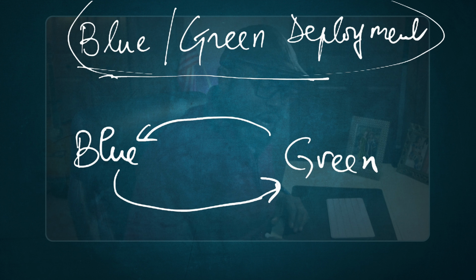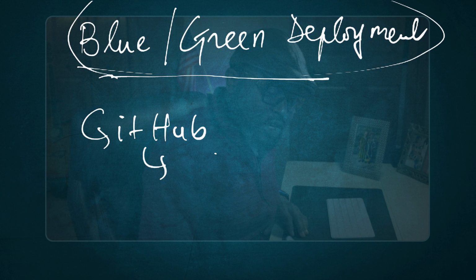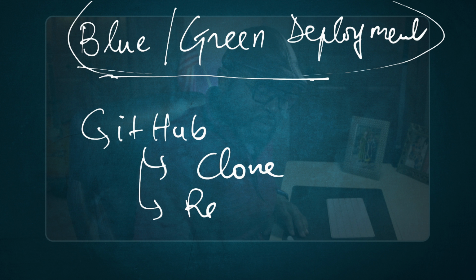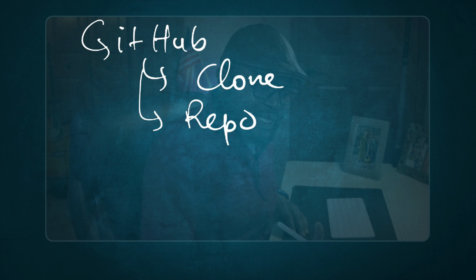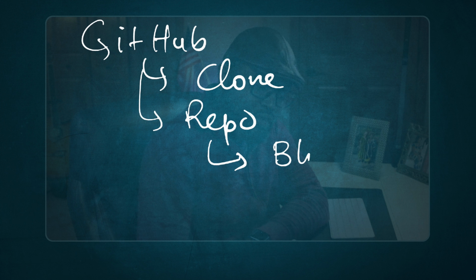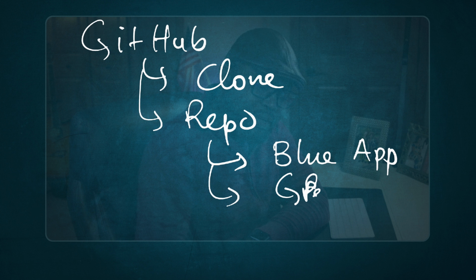And what I have here is some guide. I'm going to use a guide here, and you can find it on my GitHub. We're going to first clone our repository. This repo has scripts for our application. We'll have a blue app, and then we'll have a green app.